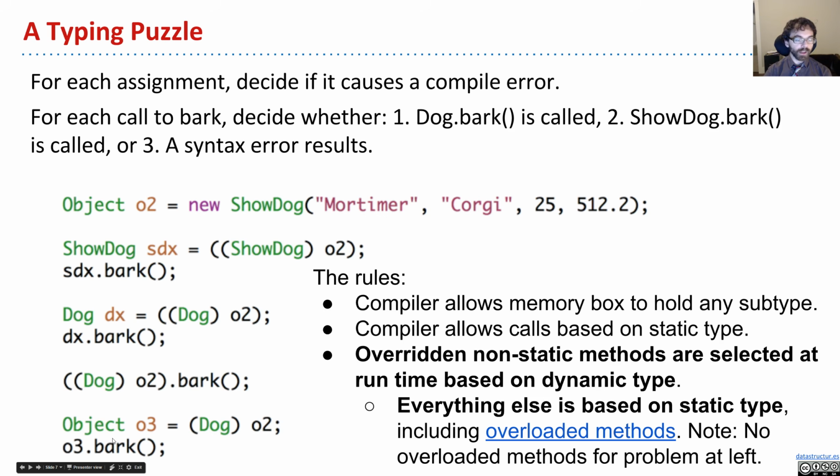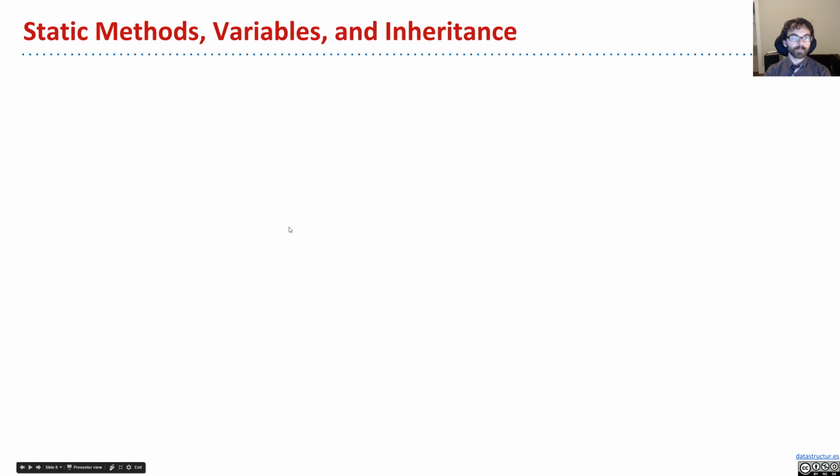Next, we say O3.bark. Now, you're the compiler, and you have to think, can objects bark? You only use the static type to decide what is allowed. And so in this case, that line of code will fail, and that's a compiler error. So to summarize, there's only one compiler error. It's this last line. And in every single case where it barks successfully, it's always the show dog bark. So that's it for this little puzzle. And again, there are many more of these out there.